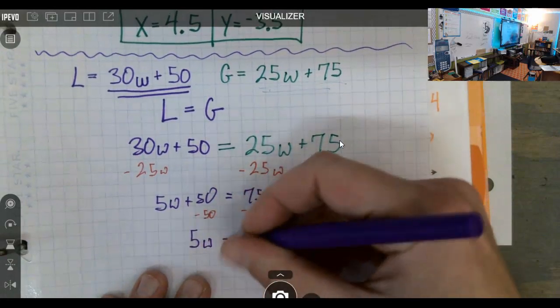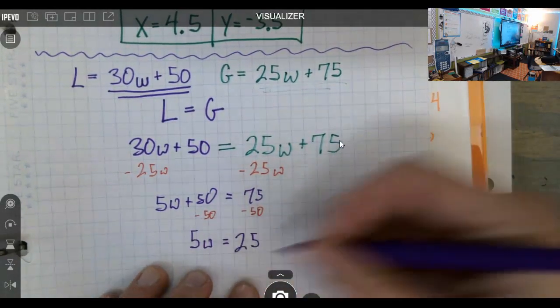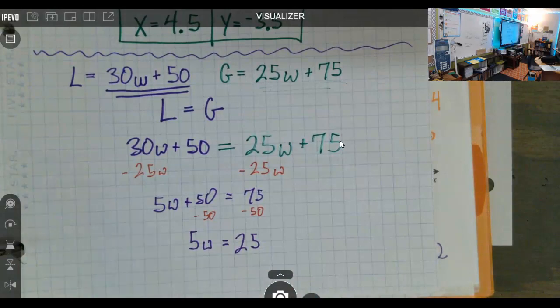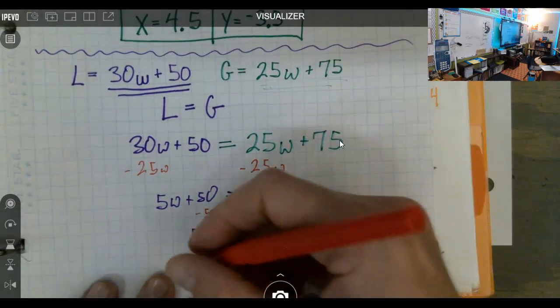So we get 5W equals 25. Now, what do I do to finish out?